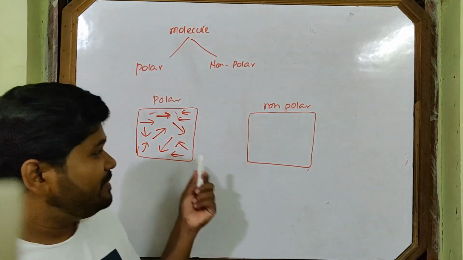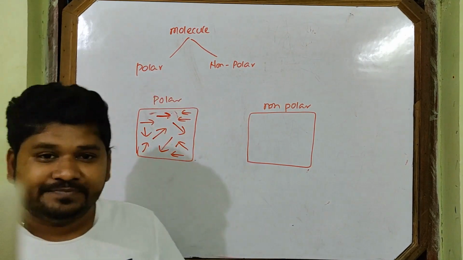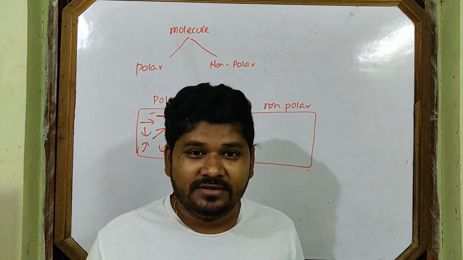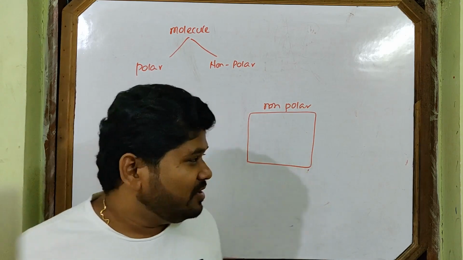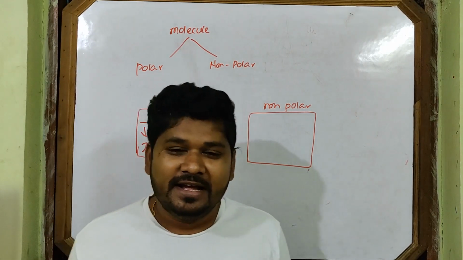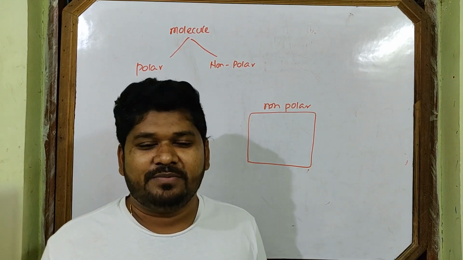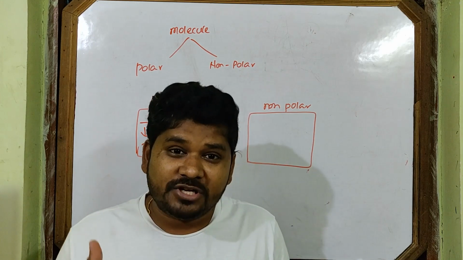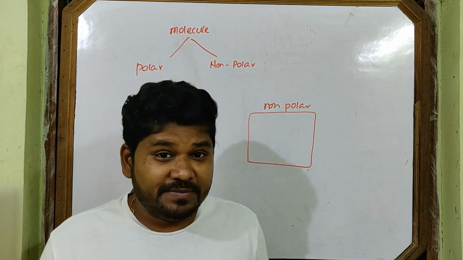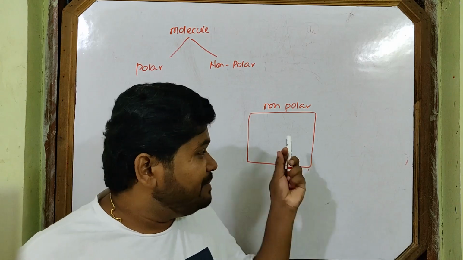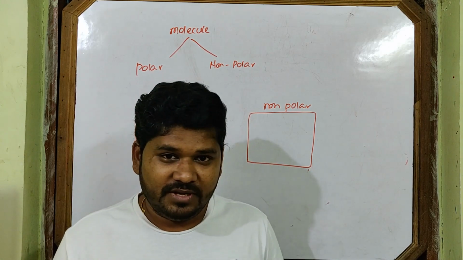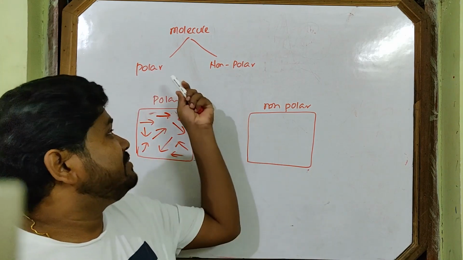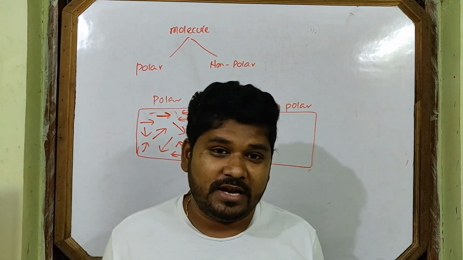What is the total dipole moment of this polar specimen? Zero. If you do the vector addition, it will be zero. And what about this non-polar one? Its molecule itself has no dipole moment. What about the dipole moment of the specimen, the substance? Specimen means a substance having many molecules. It also has no dipole moment. So this I discussed about polar and non-polar.